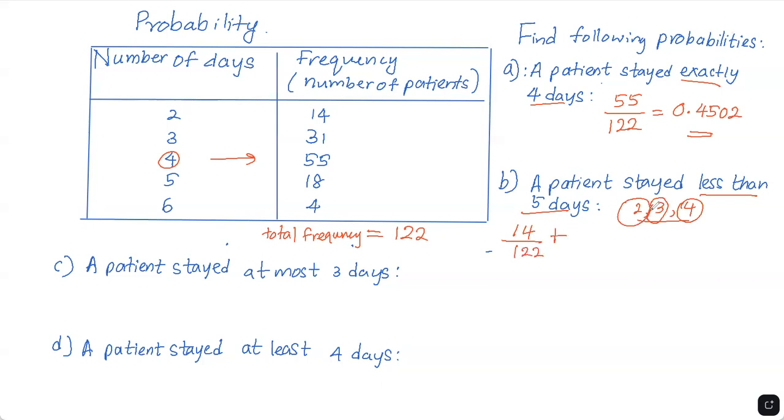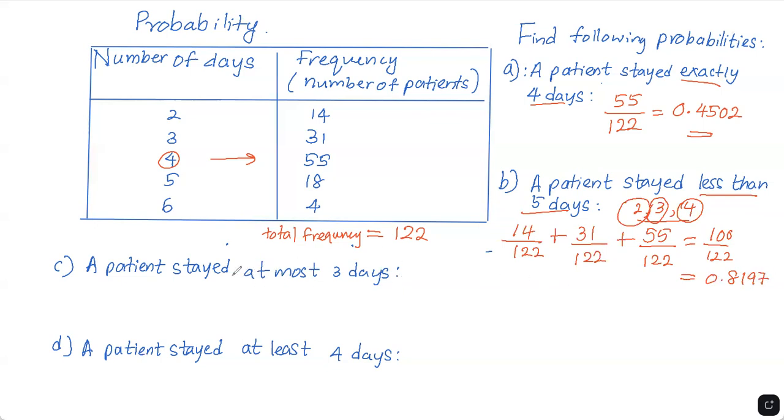Then plus, you have to add because you have 3 events here. The second event is number of days equals 3. The frequency is 31. The total is 122. Plus, the third event probability is number of days 4. The frequency is 55 over 122. So you have to add all these numbers. So this will be 100 over 122 as a decimal number. So this would be 0.8197.